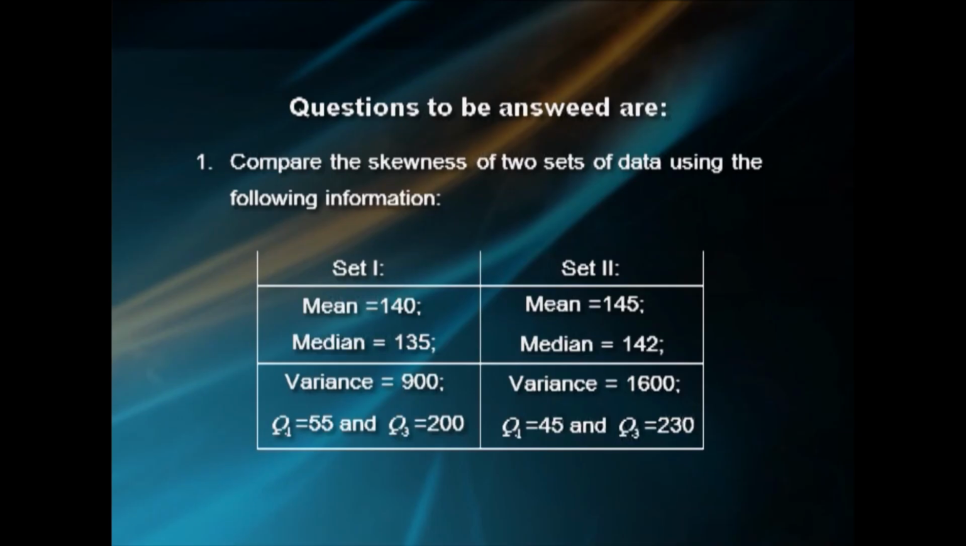Compare the skewness of two sets of data using the following information. Set 1, mean equal to 140, median equal to 135, variance equal to 900, Q1 equal to 55 and Q3 equal to 200. Set 2, mean equal to 145, median equal to 142, variance equal to 1600, Q1 equal to 45 and Q3 equal to 230.